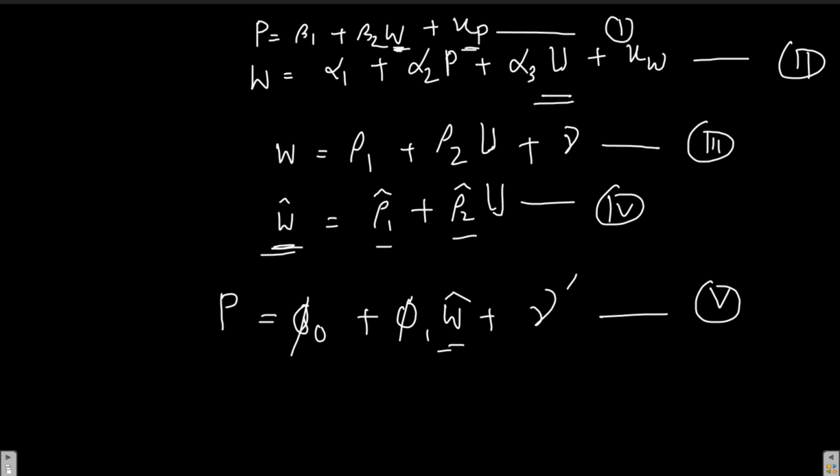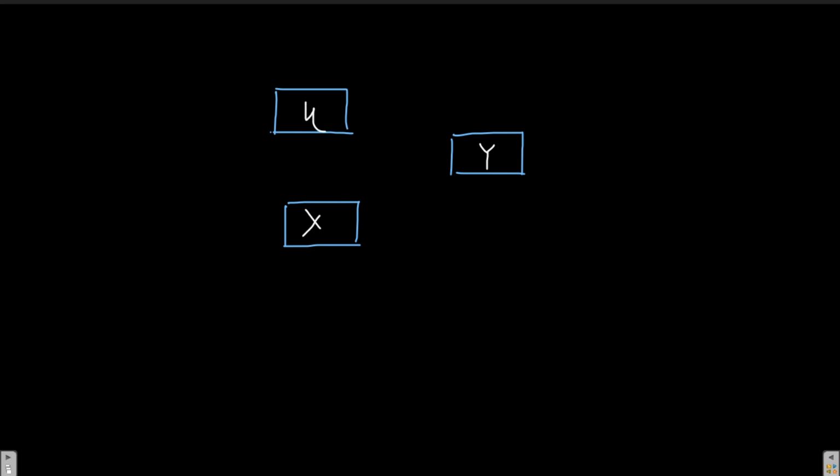To illustrate that, let me take help of a diagram. So let's try to see all the different components of our regression. Let's say y is here, x is here, and my error term is here. Here my y is price rate.